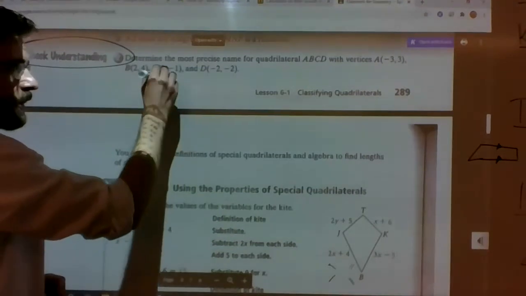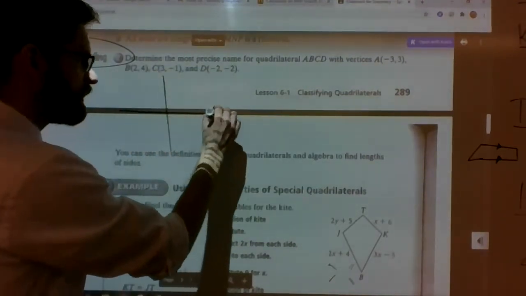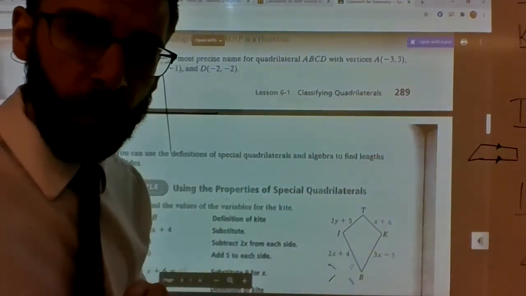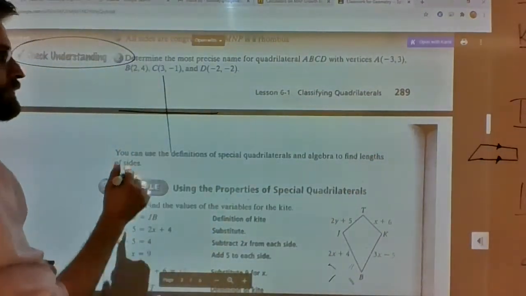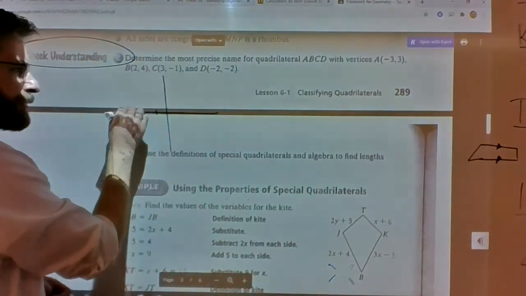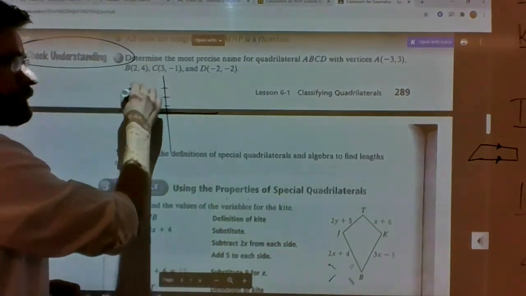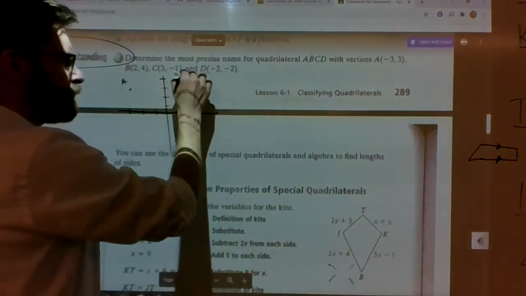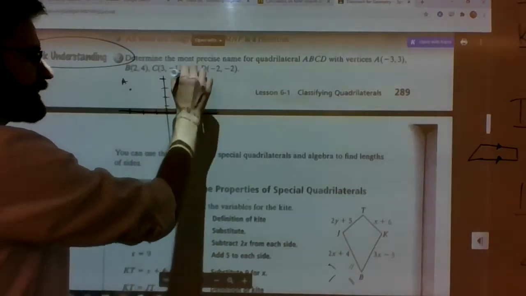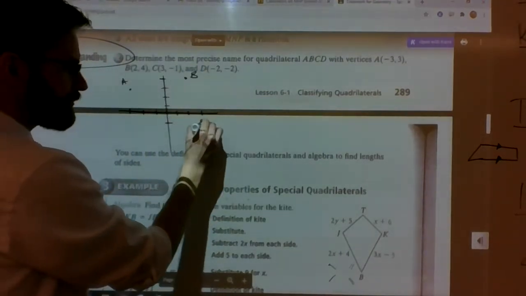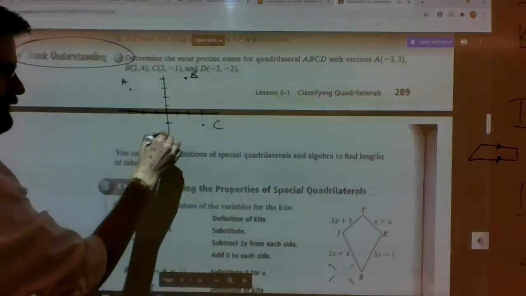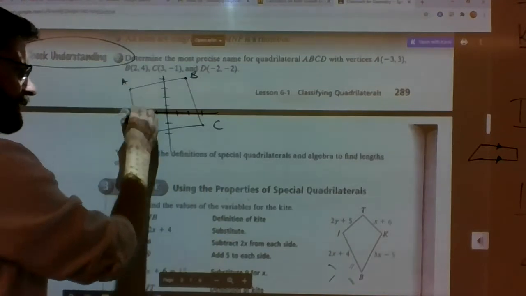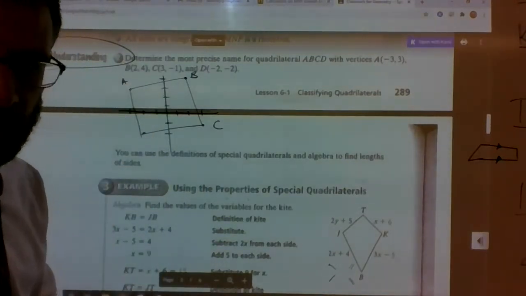Now what they gave us here are 4 ordered pairs, which represent 4 points on a quadrilateral. So -3, 3 would be this point here. There's A. B would be 2, 4. There's B. C would be 3, -1. And D would be -2, -2. So they're saying, what kind of quadrilateral is this?